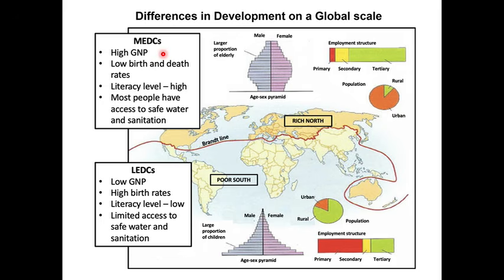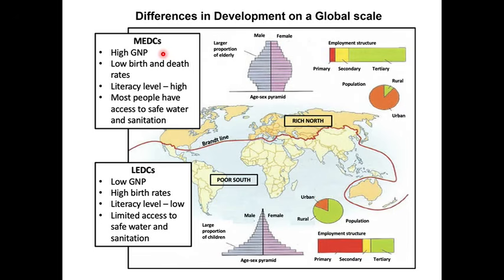Remember, we've done most of these concepts now in the previous slide. Now we're applying these concepts to a map, to an infographic. Let's have a look. Again, a high GNP, low birth and death rates. Can you see, I've mentioned this. Literacy level is very high. Most people have access to safe water and sanitation.